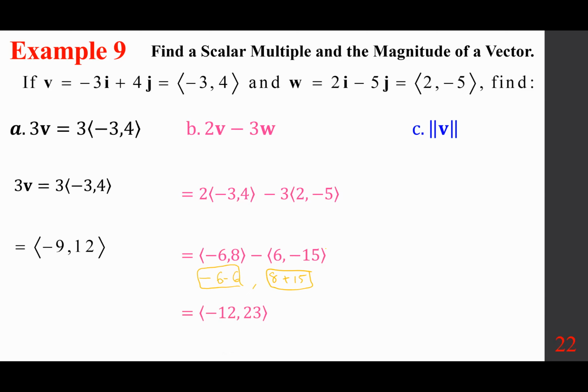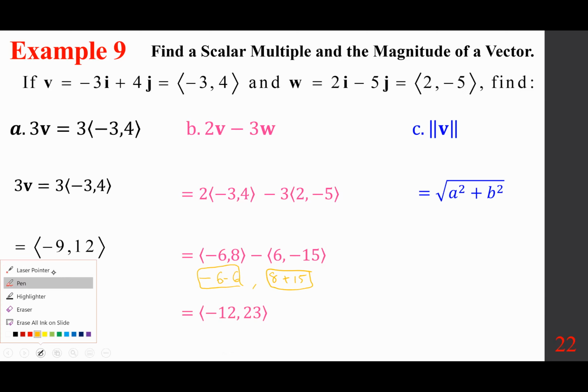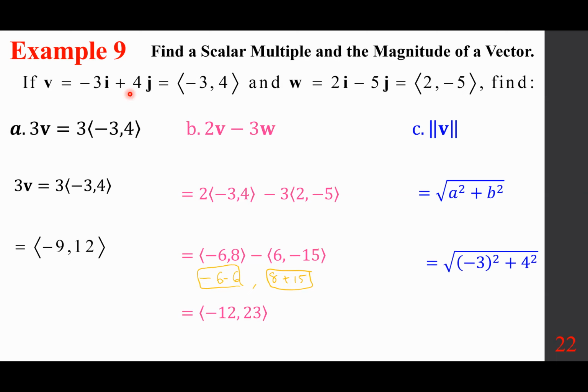The magnitude is just simply square root of A squared plus B squared. For V, A is negative 3, B is 4. Obviously, by now we know it. This is 9, this is 16, so they add up to 25, and the square root of that is 5.